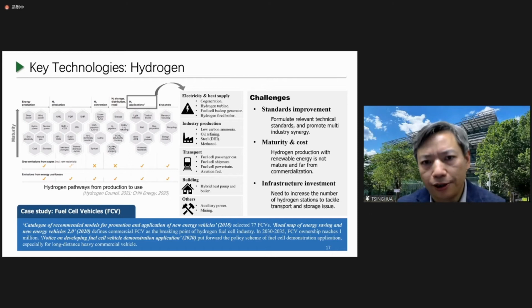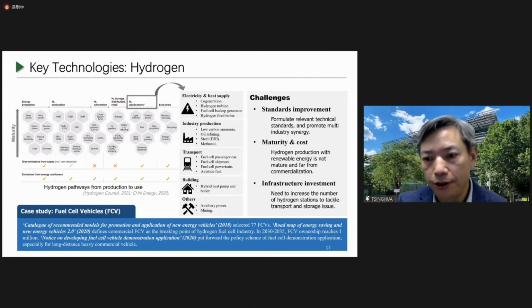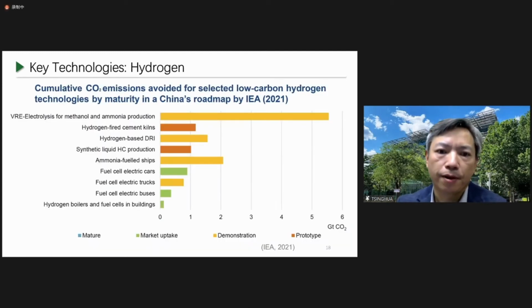As a pilot practice, China sets fuel cell vehicles as a breaking point for hydrogen industry and promotes a set of supportive policies to overcome the barriers, the challenges, aiming to promote large-scale development of hydrogen in China and also in the world. This chart shows again the detailed analysis on the maturity of different hydrogen technologies made by IEA report.